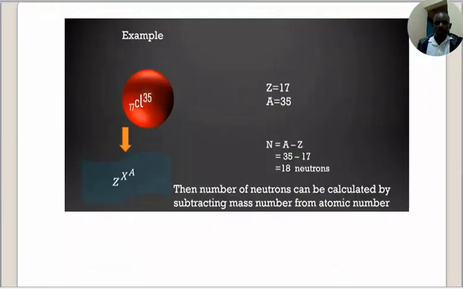An example is whereby we have chlorine 35 with the atomic number of 17. So we have the atomic number 17, we have the mass number to be 35. So we can subtract the atomic number from the mass number so that we end up with 18 neutrons. So the number of neutrons can be calculated by simply subtracting the atomic number from the mass number.